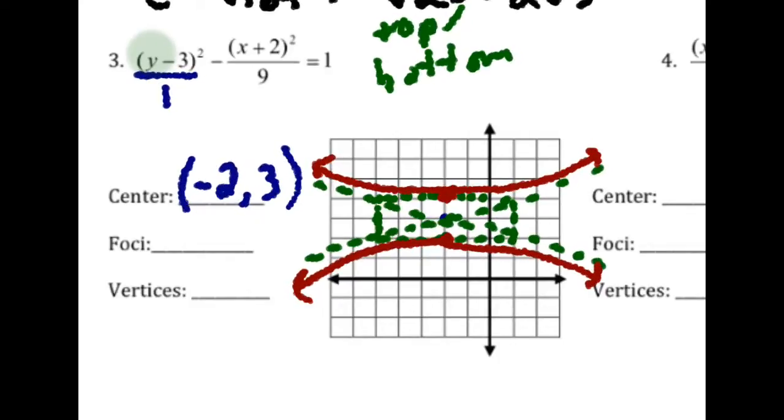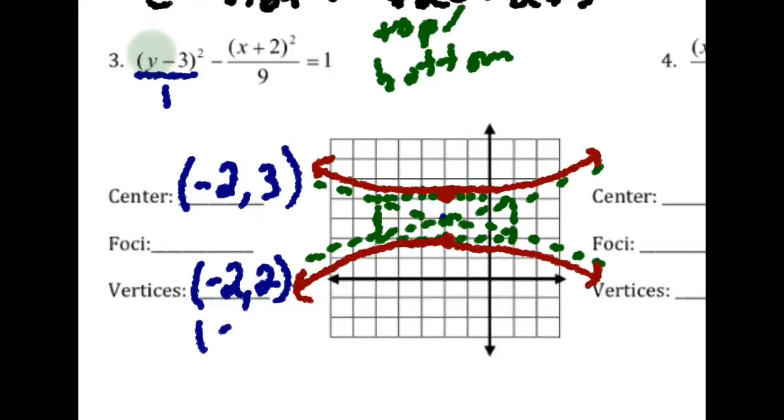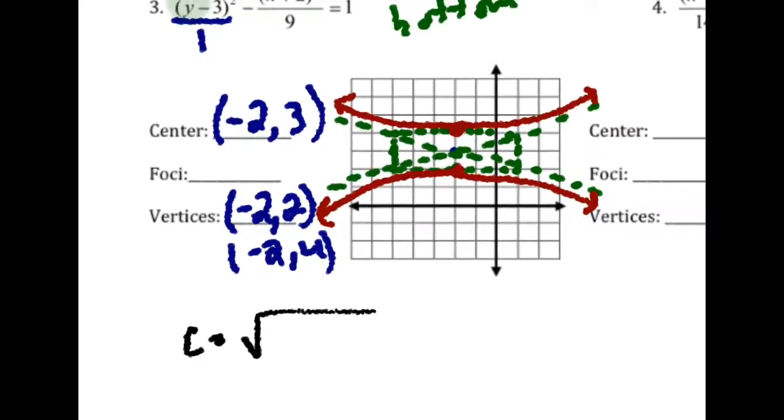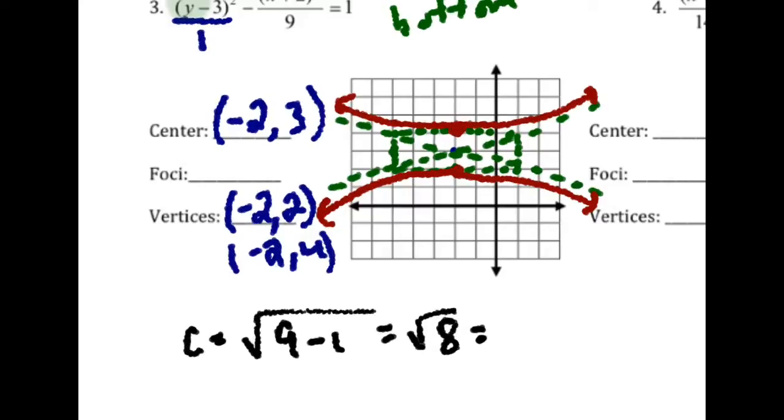So now our vertices are again going to be those 2 red points that we started off with. So what we're looking at there is negative 2, 2, and then the other vertex is negative 2, 4. And again, just doing out the little math for the foci, let's see what we come up with. This is going to be c equals the square root of 9 minus 1, so that's going to be the square root of 8, which, if we rationalize it, is 2 radical 2.